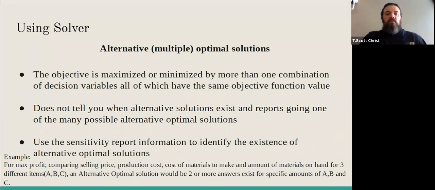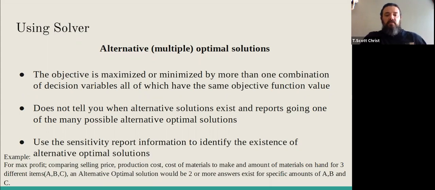As far as alternative or multiple optimal solutions, the objective is maximized or minimized by more than one combination of decision variables, all of which have the same objective function value. Solver doesn't tell you when alternative solutions exist and reports only one of the many possible alternative optimal solutions. Use the sensitivity report information to identify the existence of alternative optimal solutions.